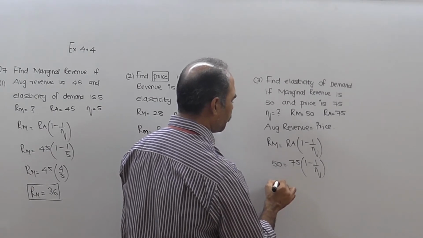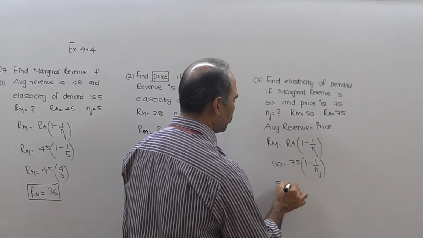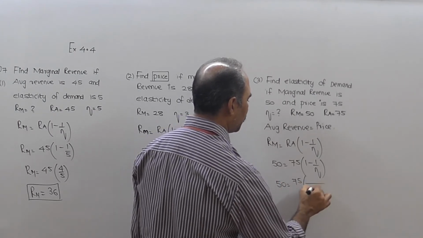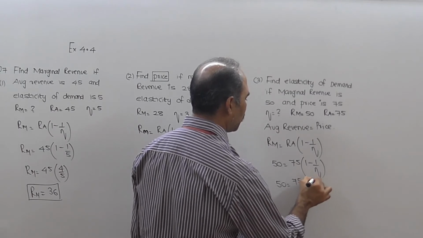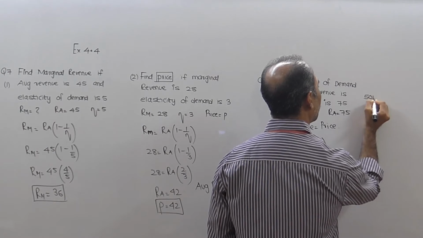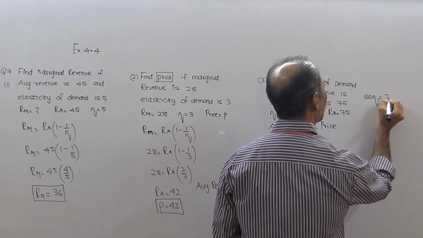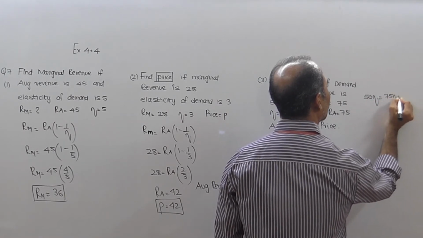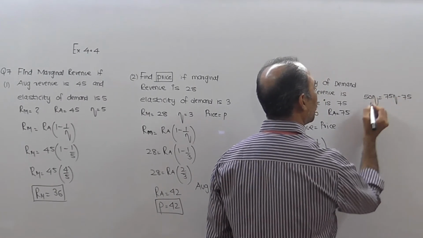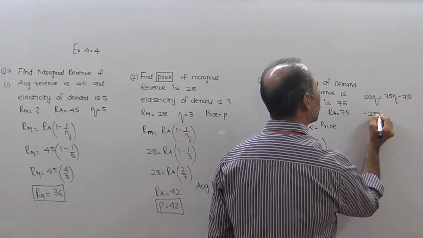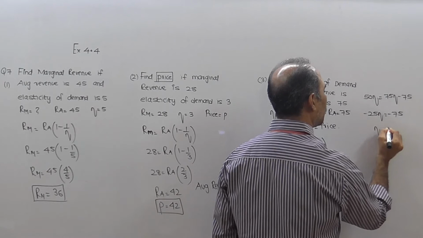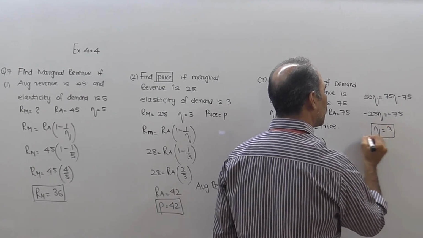So 50 equal to, take 75 as LCM, you get eta minus 1 upon eta. Cross multiply, 50 times eta equal to 75 eta minus 75. Get that 75 eta to this side, it will become minus 25 eta equal to minus 75. Therefore elasticity of demand equal to 3.